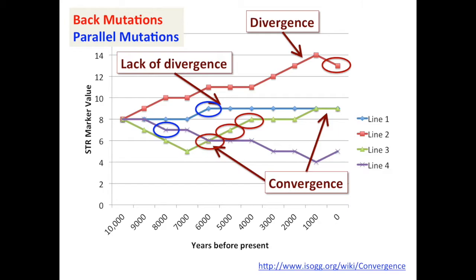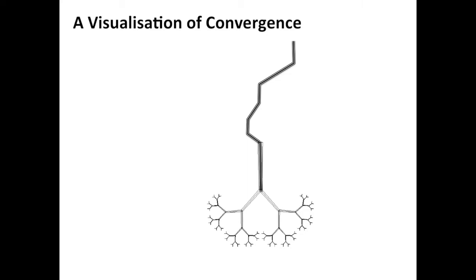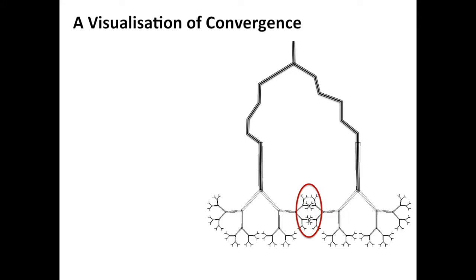So a visualization of convergence would be, and remember we're just using a single marker in this last example, but if you multiply that by 37, what are the chances that those back mutations and parallel mutations are going to converge eventually? Here's one line of descent. The other line of descent initially diverges, but some of the branches come back and converge. And it looks like they're close matches with a common ancestor within the last 100, 200, 300 years, but in actual fact, the common ancestor is a long time ago, several thousand years ago.